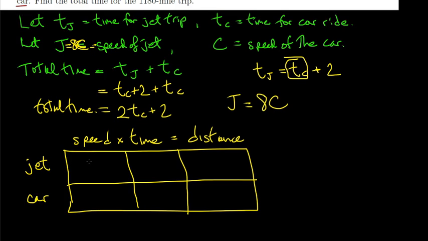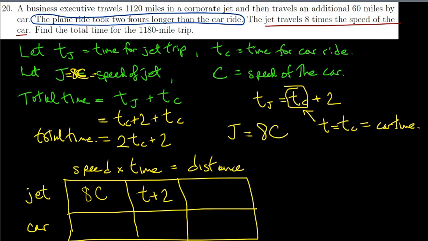We know the speed of the jet is j, although we don't need that anymore because the speed of the jet is just 8 times the speed of the car. So 8 times c. The time for the jet, what we call TJ, is really just the time for the car plus 2. So at this stage, I'm not going to use TC, I'll just use T, because that's the car time. Okay, and the distance for the jet, I forgot, it was 1,120 miles.